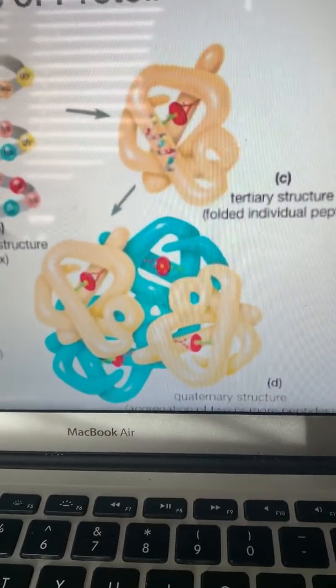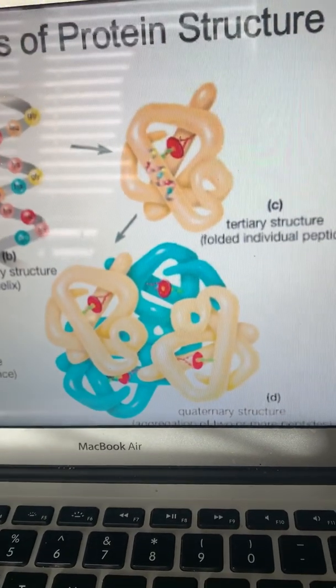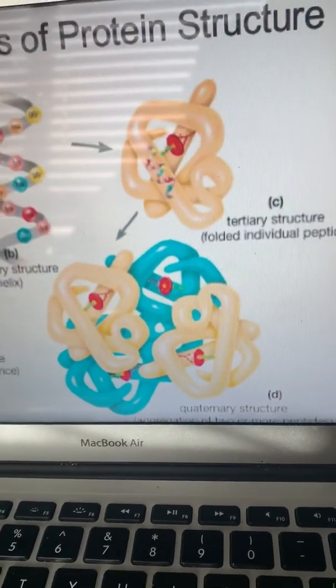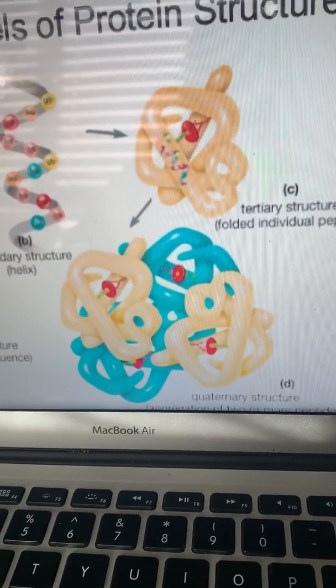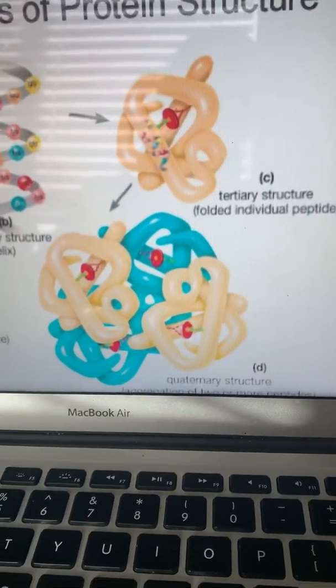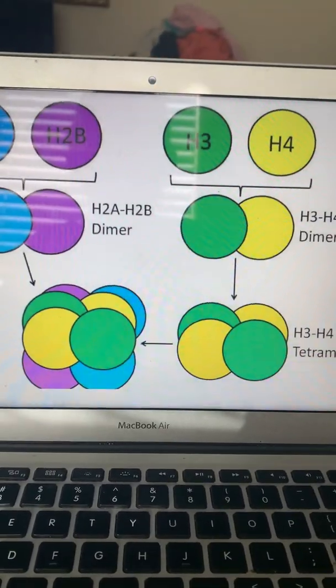And then this is quaternary structure. This is the 4th structure. This is formed by multiple polypeptides, and is the structure of a protein macromolecule. Okay, then I'm going to go on.